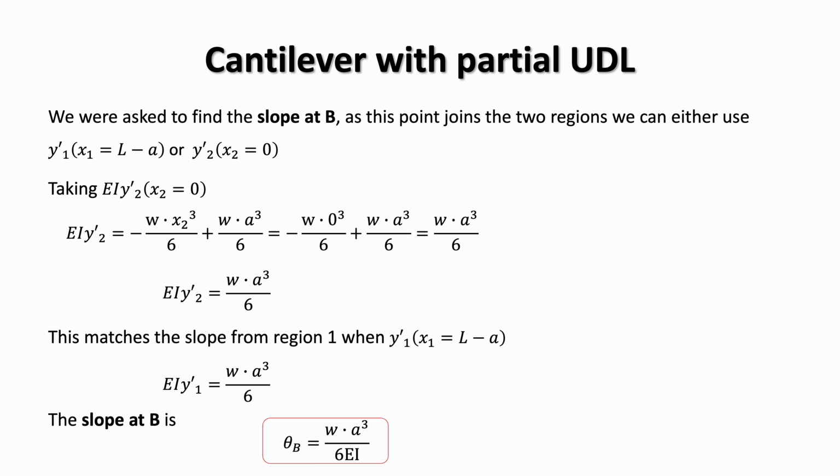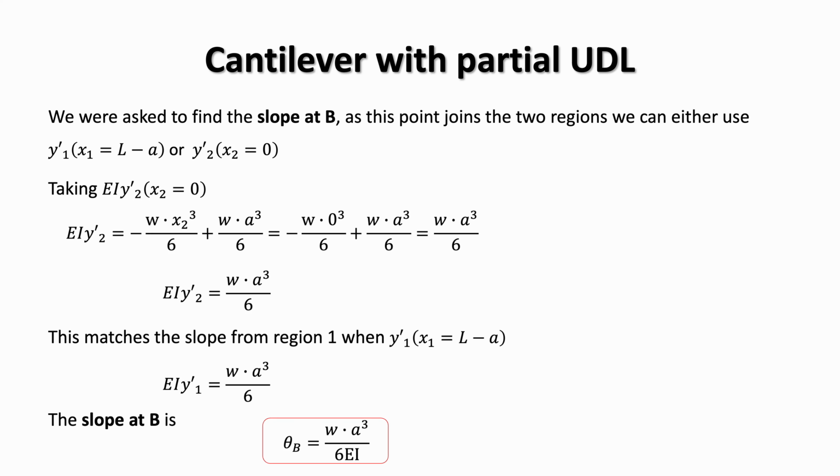Now we were asked to determine the slope at point B, and since point B is the point joining the two regions, we can evaluate the slope using either expression, either substituting x1 equals L minus a into the slope for region 1 or x2 equals 0 into the slope for region 2. It's convenient to use region 2 and just substitute x2 equals 0, and the slope in region 2 was minus wx2 cubed over 6 plus wa cubed over 6. Substituting x2 equals 0, the first term falls off and we're left with wa cubed over 6.